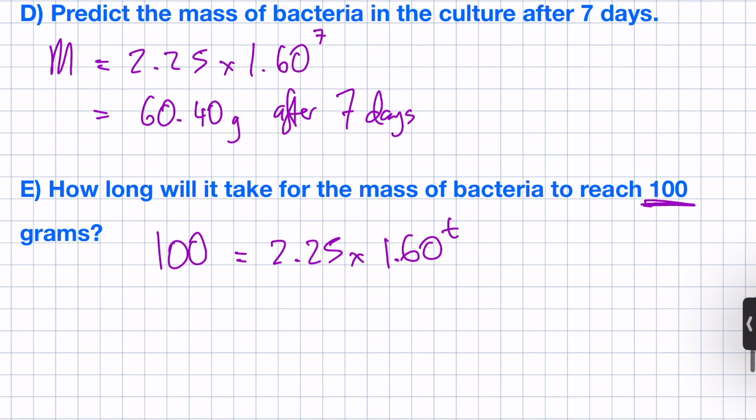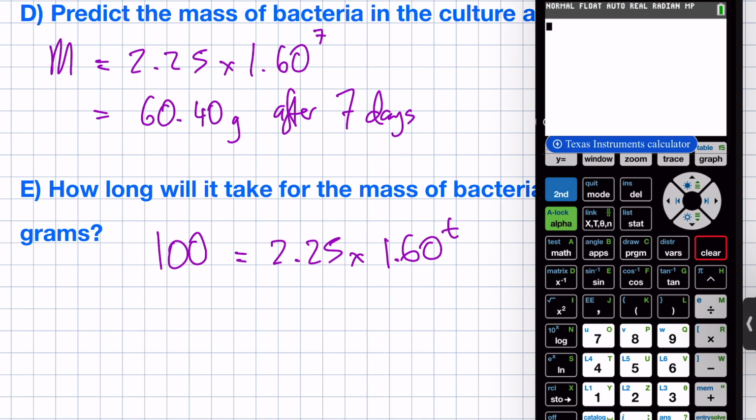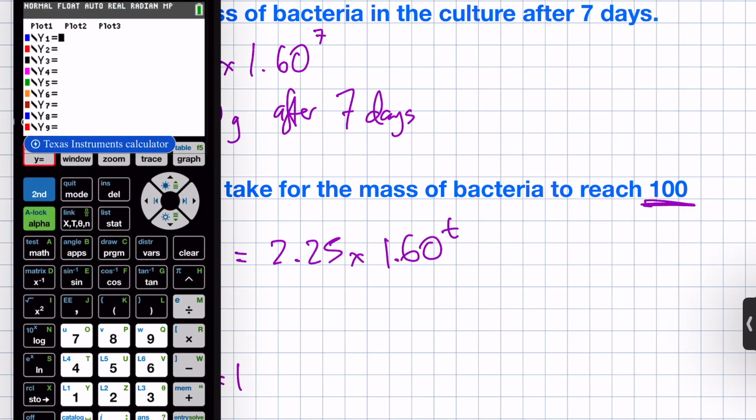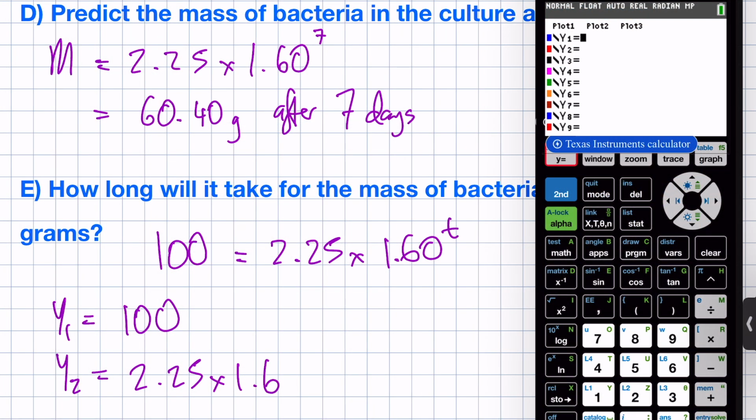You grab the calculator, okay? In the calculator, you press the Y equals button. It's in the top left. It's just above second. And so what we do in Y1, put the left-hand side of the equation in. So what's the left-hand side of my equation? 100. In Y2, you put the right-hand side of the equation. So what's the right-hand side of my equation say? 2.25 times 1.6 to the power of.